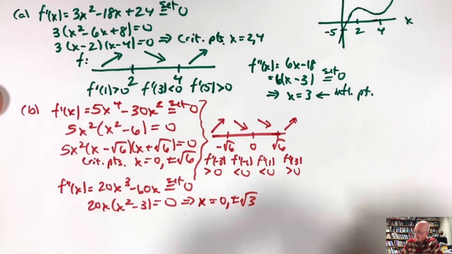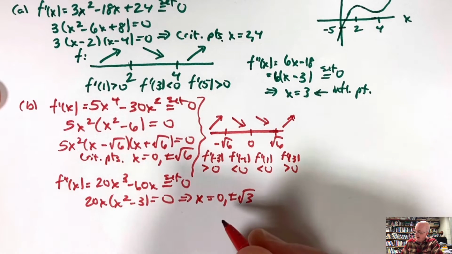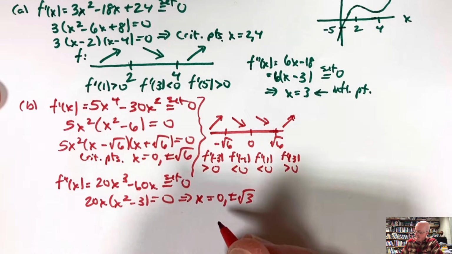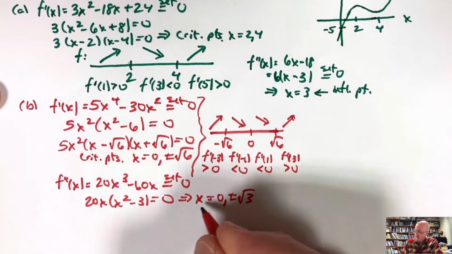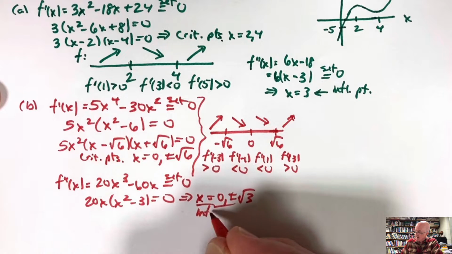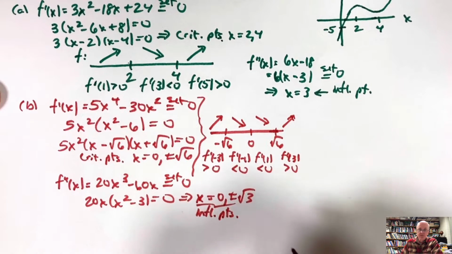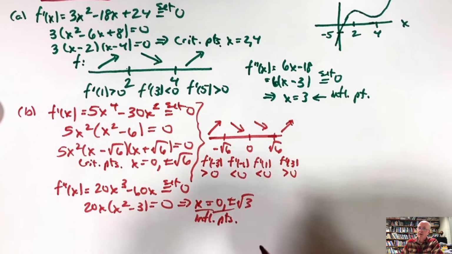Root 3 is between 1 and 2. And in fact, if you draw another number line, you can see that the second derivative actually does change sign at each of these 3 points. These are going to be the inflection points. The second derivative changes sign, so the graph of the original function is going to change concavity.